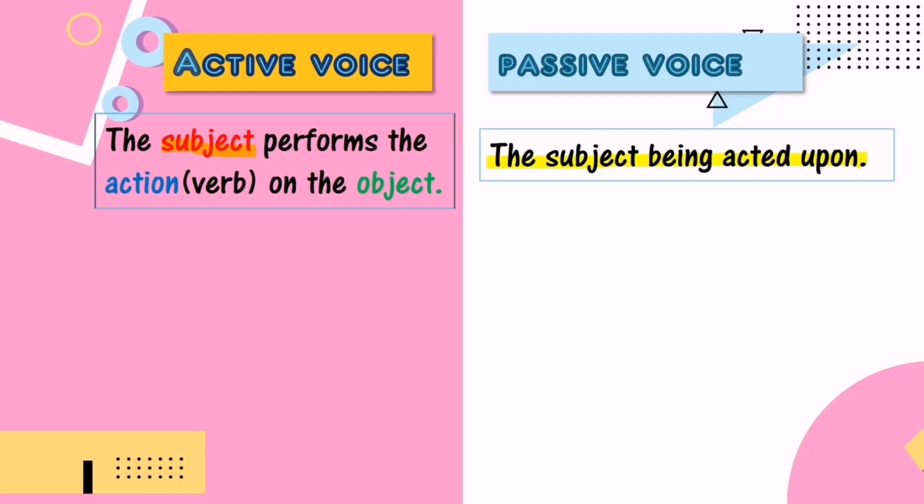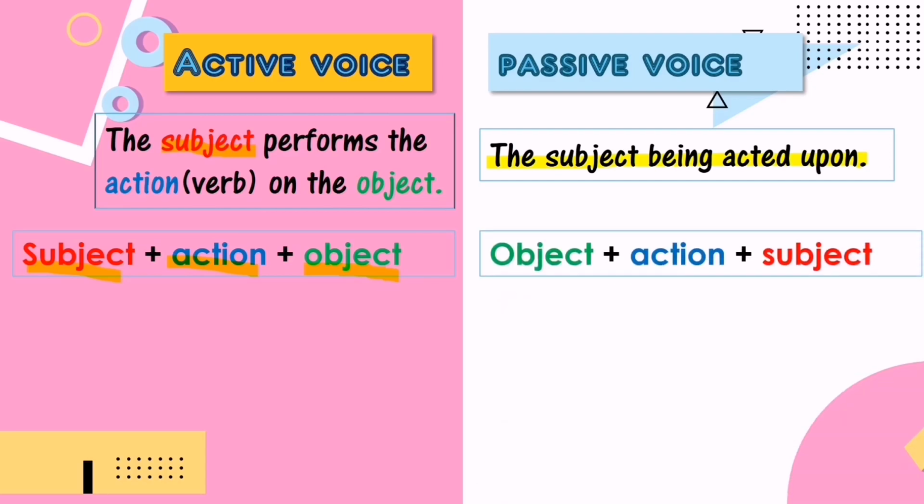Okay? So we have here the formula. In active voice, we have the subject plus action plus object. In the passive, we have the object plus action plus subject. Okay? Remember this formula. It is very important in constructing the sentence and in identifying the active and the passive voice.